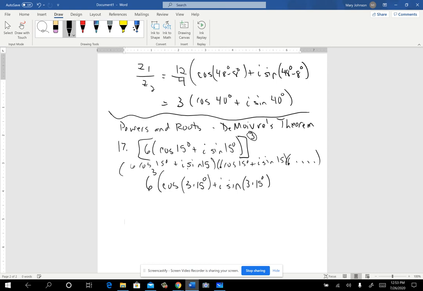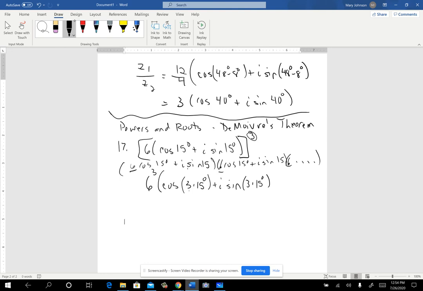Okay, I'll just put dot, dot, dot. Then can you see how you would do 6? If you use the result we did in problem number 15, you would just take 6 times 6 times 6. You would multiply the moduli. Well, 6 times 6 times 6 is 6 to the third. And then you would add the argument. So that'd be 15 plus 15 plus 15. And that's the same as 3 times 15. So 17 is basically just like 15.